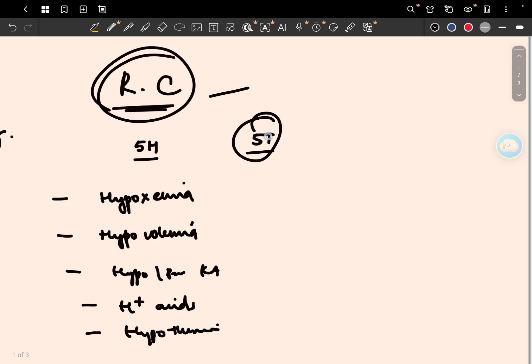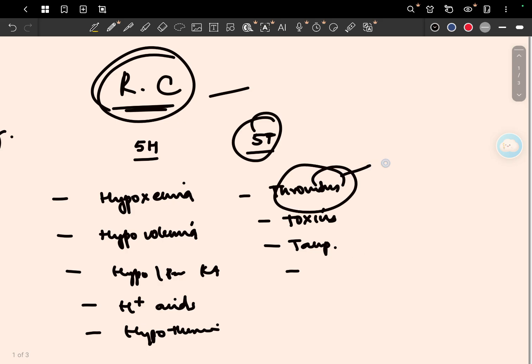And for 5Ts we have thrombus, then toxins, tamponade. For thrombus we have pulmonary artery and coronary artery, then we have tension pneumothorax. So these are the reversible causes.